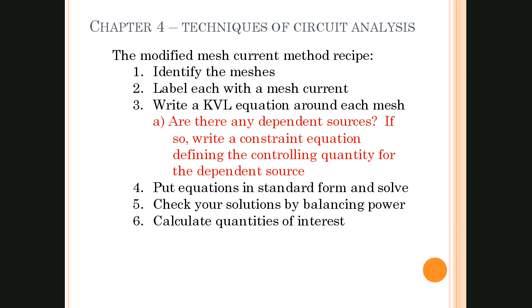And again, the recipe for this is similar to the rest. Identify the meshes, label each with a mesh current, write a KVL equation around each mesh, and then ask yourself, are there any dependent sources? If so, write a constraint equation defining the controlling quantity for the dependent source. We'll see what that looks like in the next slide. And then put equations in standard form and solve. Check your solutions by balancing power, and then calculate quantities of interest.